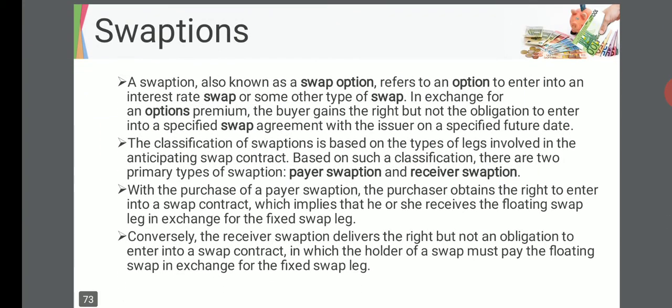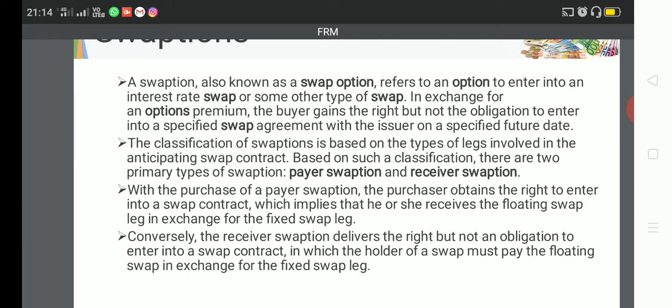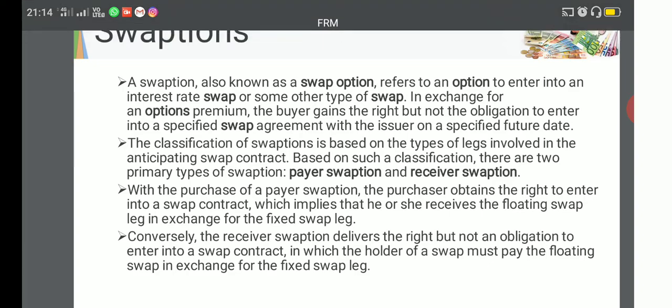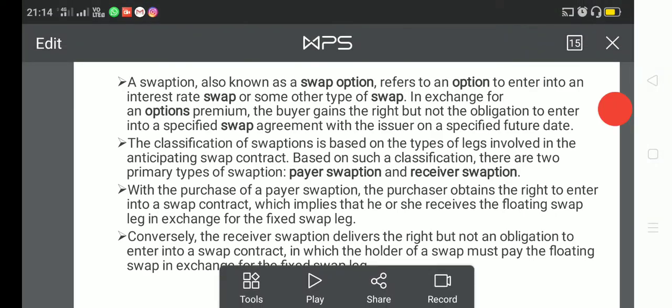Now let us go for swaptions. Swaption is also known as a swap option, referred to as an option to enter into an interest rate swap or some other type of swap. In exchange of an option premium, the buyer gains the right but not the obligation to enter into a specified swap agreement with the issuer on a specified future date.